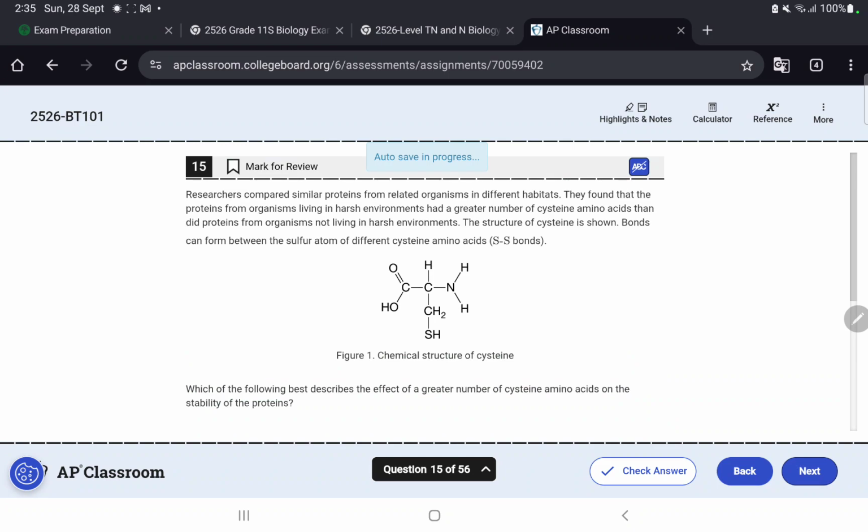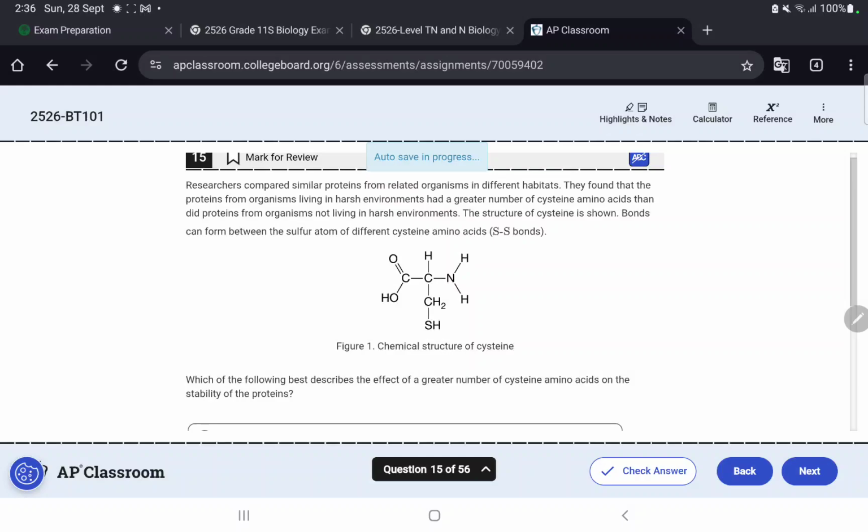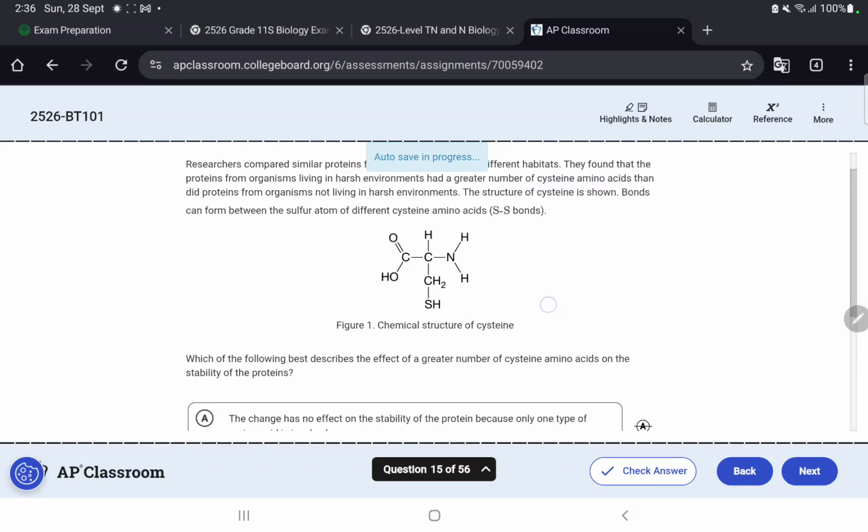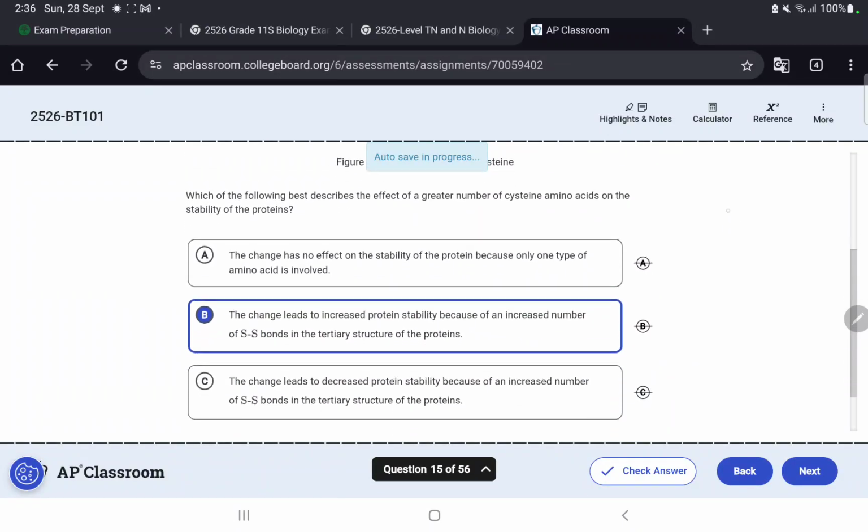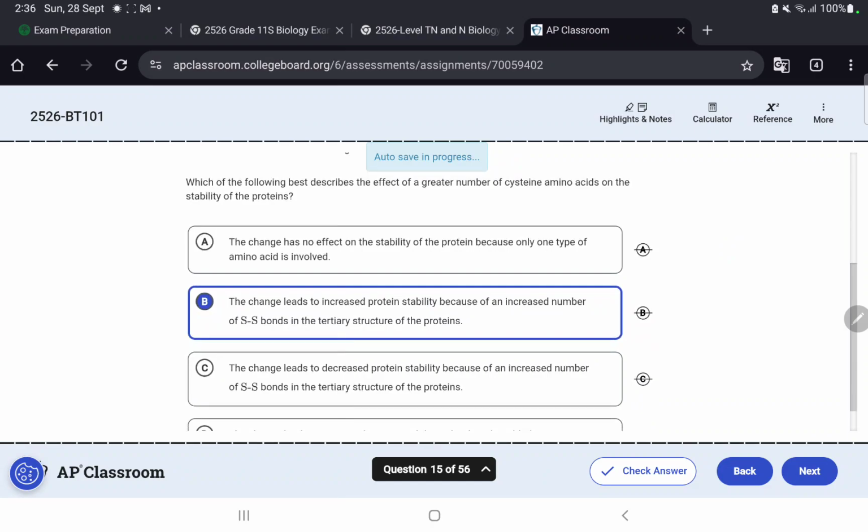Researchers compared similar proteins from related organisms in different habitats. They found that the proteins from organisms living in harsh environments had a greater number of cysteine amino acids than did proteins from organisms not living in harsh environments. Obviously, you'd have disulfide bonds in cysteine amino acids. That's the only type of amino acid that would have disulfide bonds. Those bonds are very stable, which makes them very good for harsh environments where the temperatures are high. So you'd have a very good stable base, which is good for the protein. So the change leads to increased protein stability. Remember, disulfide has everything to do with stability.